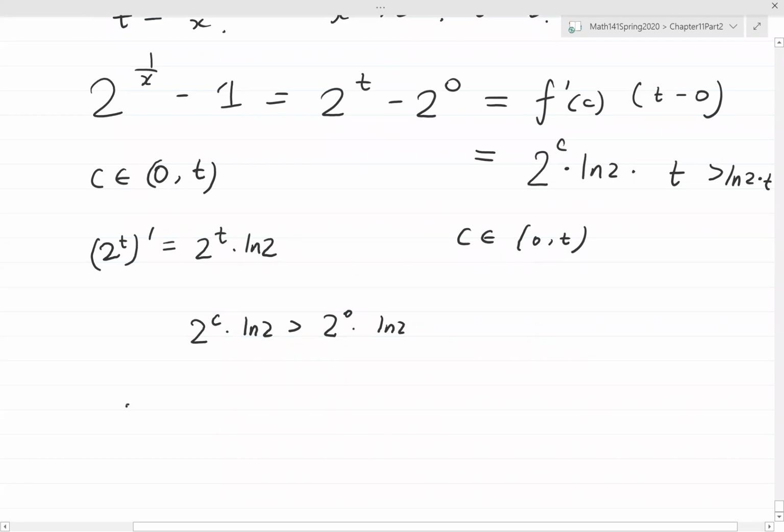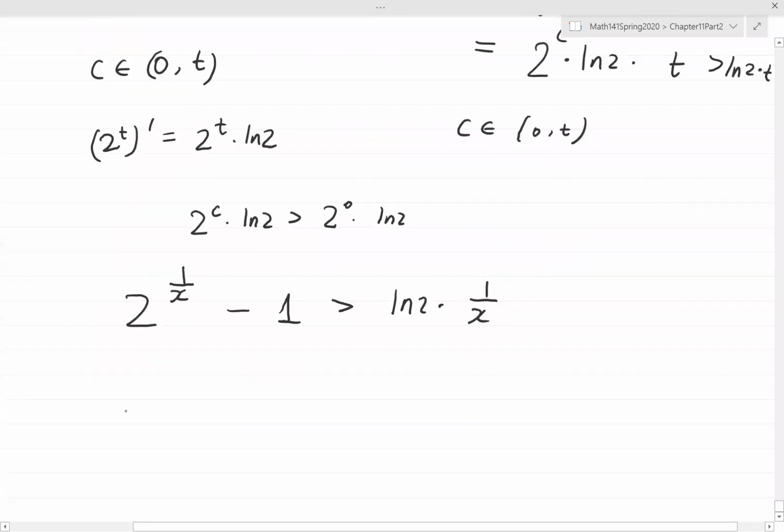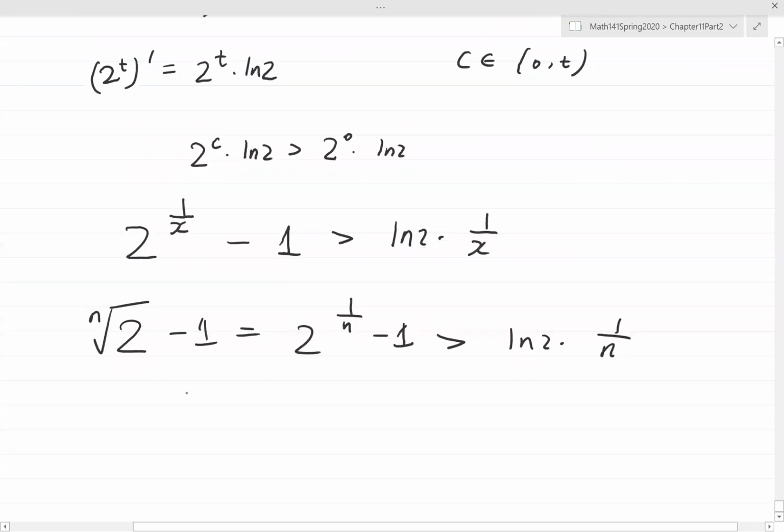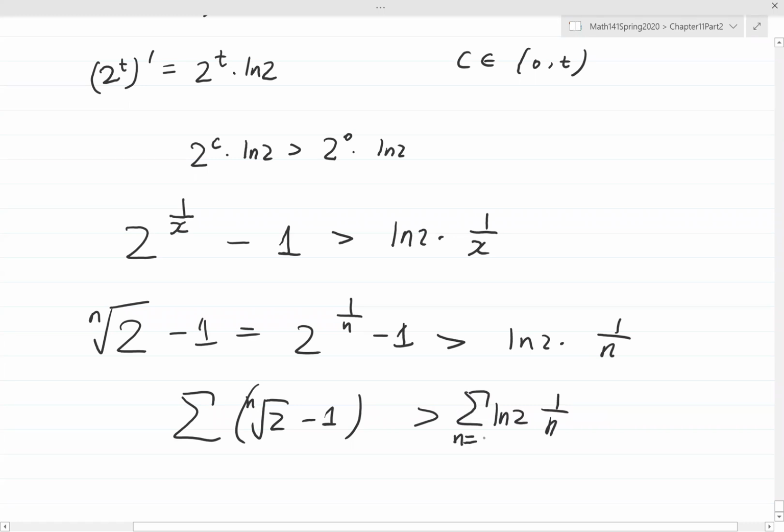Okay, so we get 2 to the power 1 over x minus 1 is greater than ln 2 times 1 over x. Then finally we get 2 to the power 1 over n minus 1, which is greater than ln 2 times 1 over n. Now if we do the sum, the nth root of 2 minus 1 will be greater than the sum of ln 2 times 1 over n from 1 to infinity.